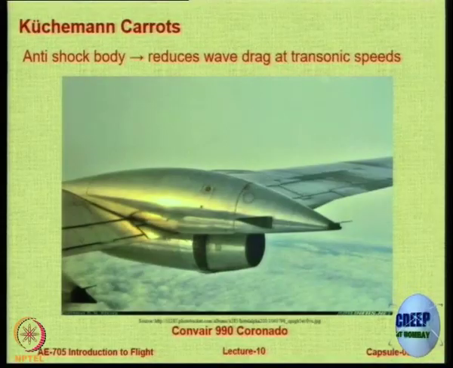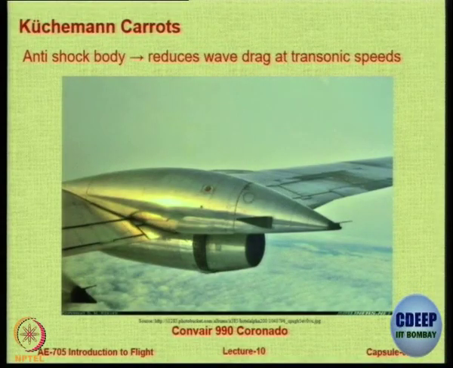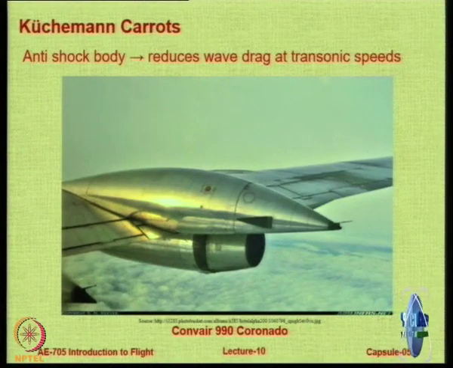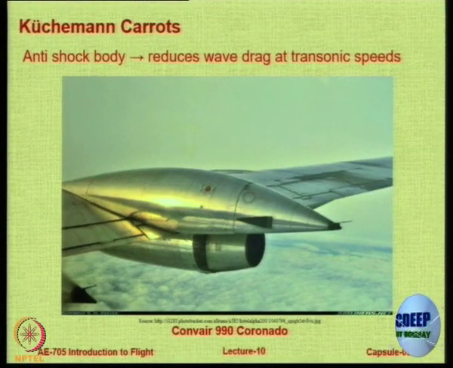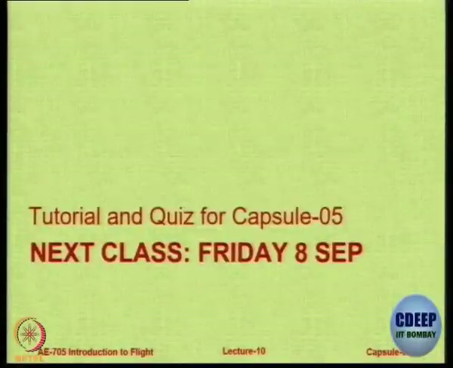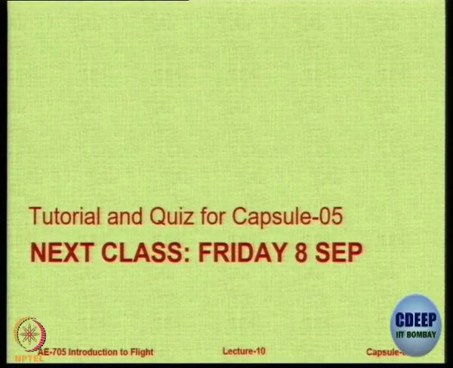Then I mentioned to you about the Kuchemann carrots or Kuchemann bumps, which are the so called anti shock bodies, and this particular body is there to reduce the drag at transonic speeds. So these are intentional, this is not like a flap track fairing, this is something completely different. You can also see them in the design of Concorde aircraft. Okay, so with this I come to the end.